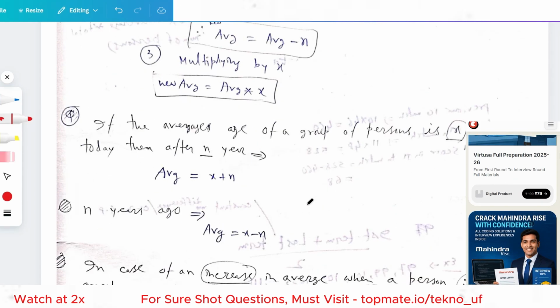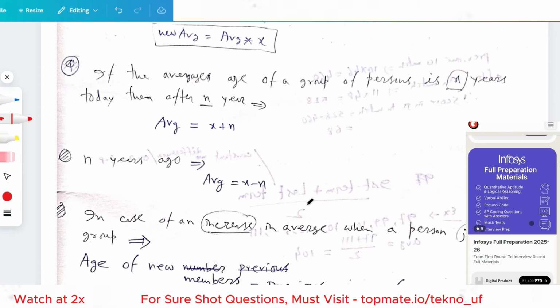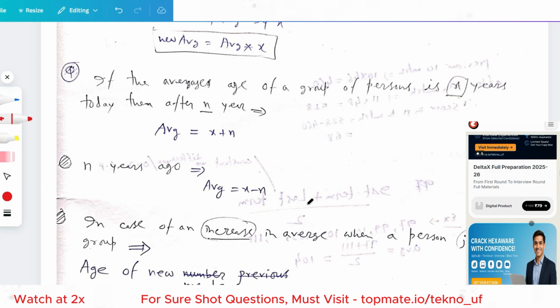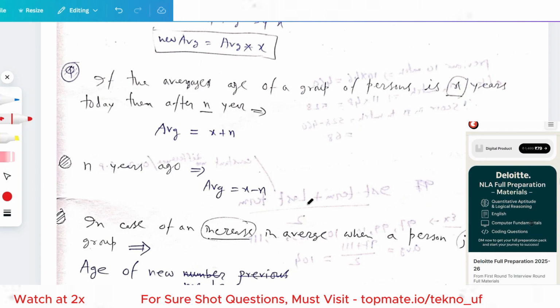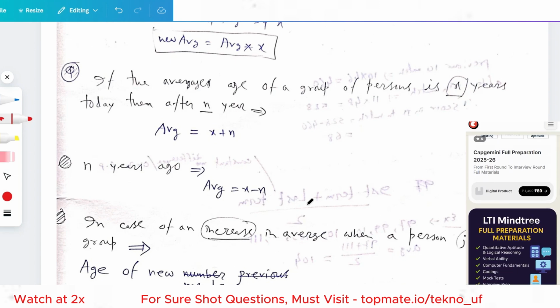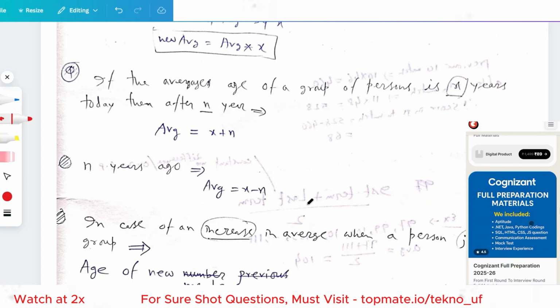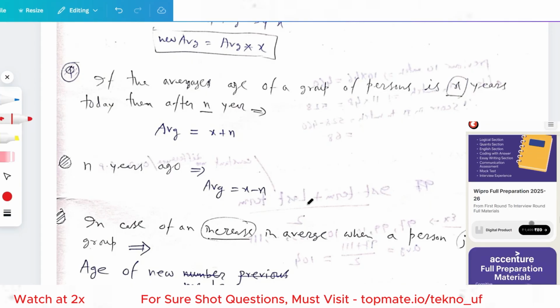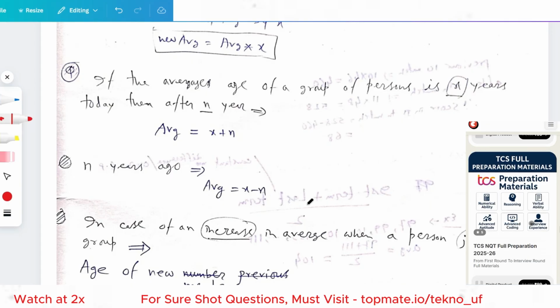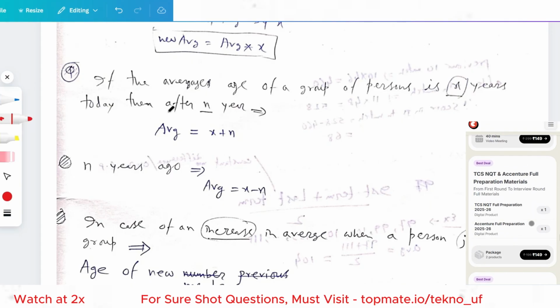Okay, so let me show a few more concepts. I'm going to share a few important things. What are the special cases? If you cover all these cases, then no other topic will be asked to you in your exam. So let me just show that before.